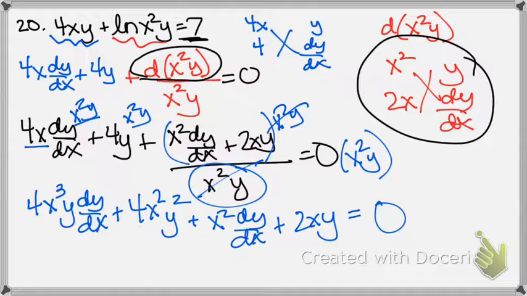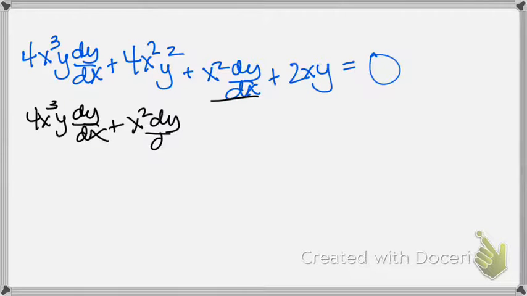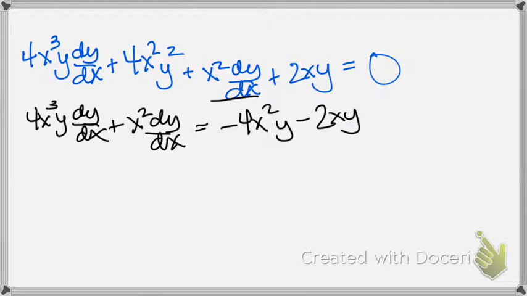Okay? Get the dy dx's to the left, everything else to the right, and factor. Okay, so from here, keep the dy dx's on the left and move everything else to the right. So I'll keep this guy, move everything else over, factor out the dy dx. Holy moly, I will not assign this in the future. It's too time consuming.